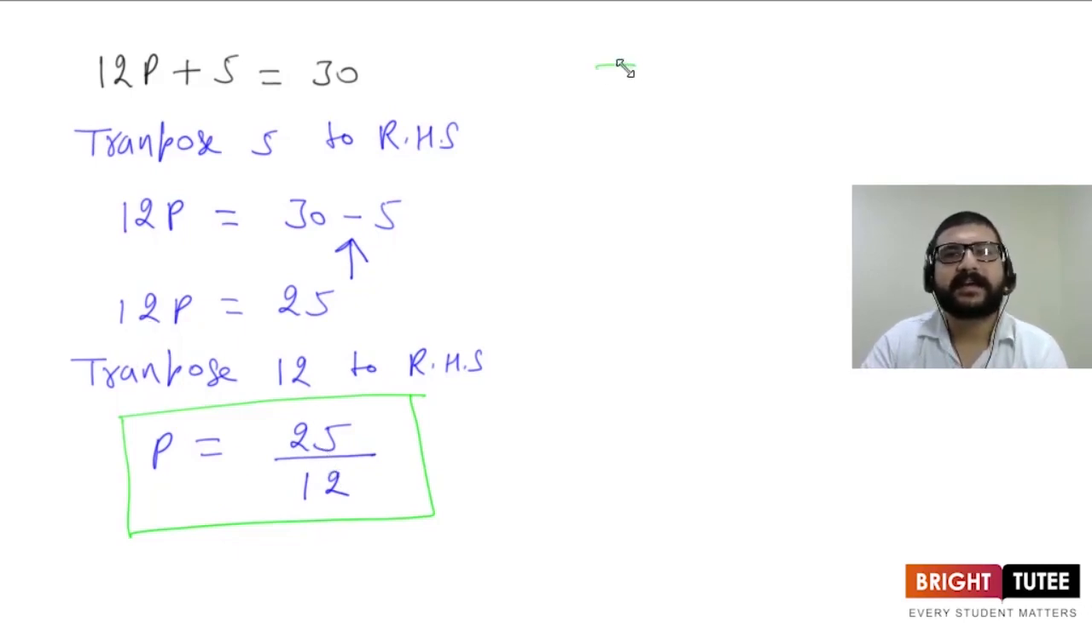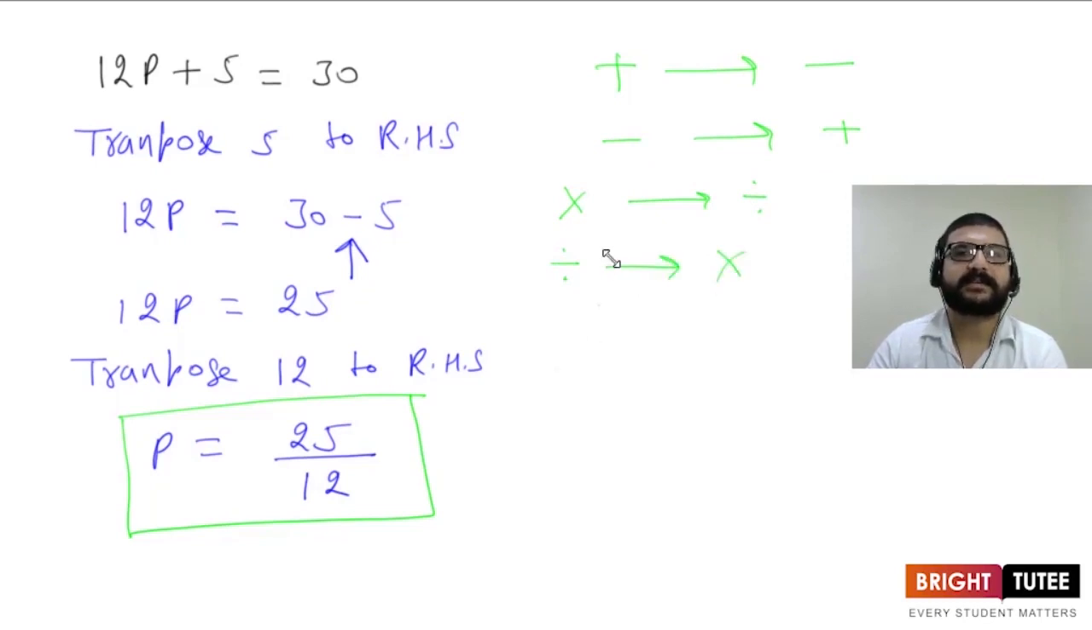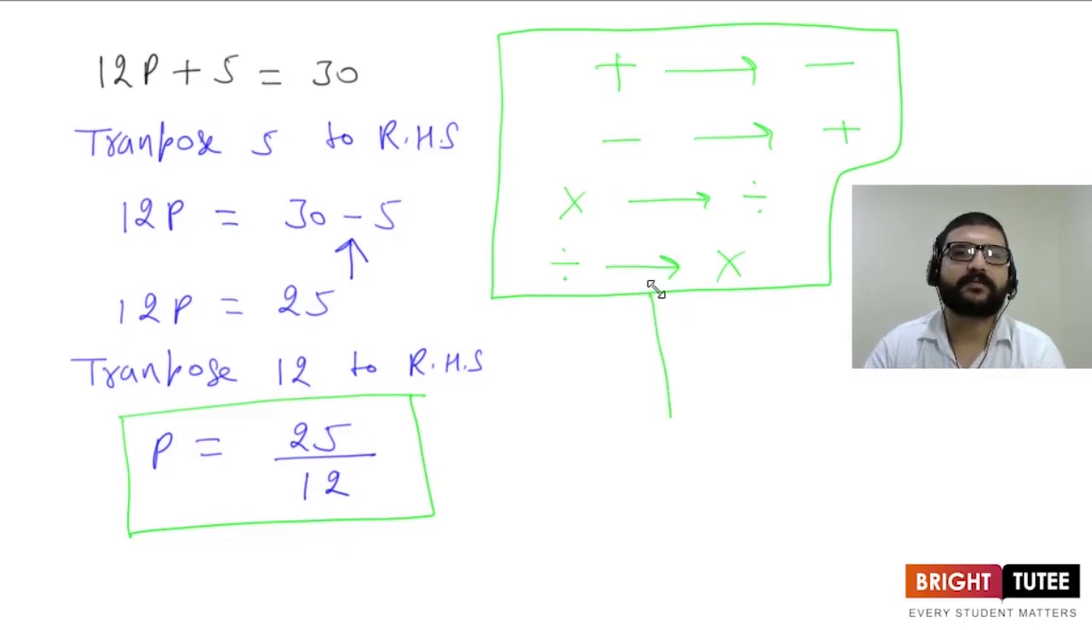So basically addition is changed to subtraction, subtraction is changed to addition, multiplication is changed to division, and division is changed to multiplication. This is the main thumb rule here. We always have to remember this. So when we transposed 12 here, it gives us p is equal to 25 divided by 12, which is p is equal to 25 upon 12. So this is the final answer for this equation.